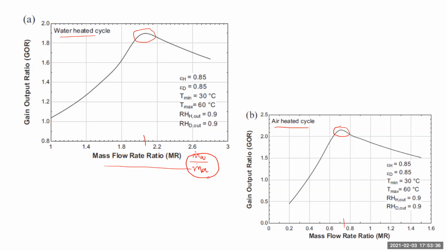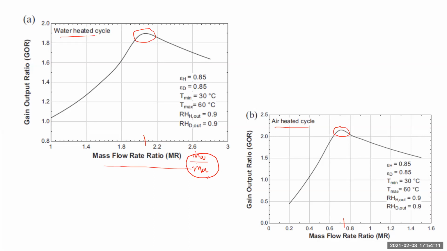So there's an increase of the GOR as you increase the mass flow rate ratio up to a certain point, and then there's a decrease. When you try to make sense of why this is happening, you might imagine it as if you want to increase the mass flow rate ratio, then you either increase the mass flow rate of the water or decrease the mass flow rate of the air. Now you can imagine that we have a humidifier, and in that humidifier, there is water that is being sprayed.